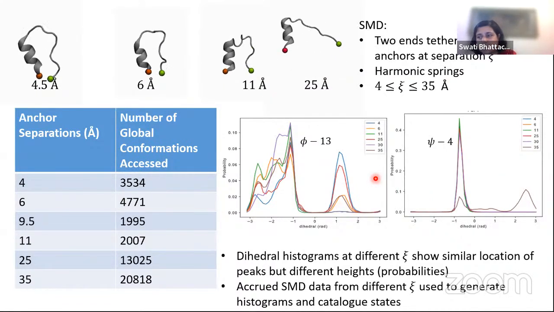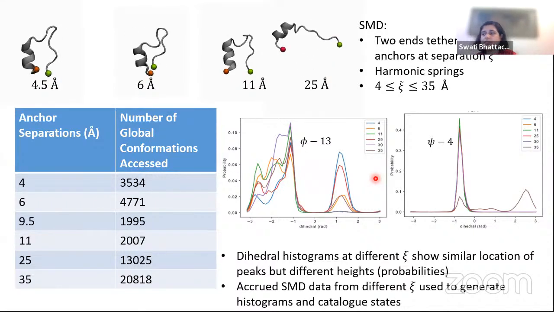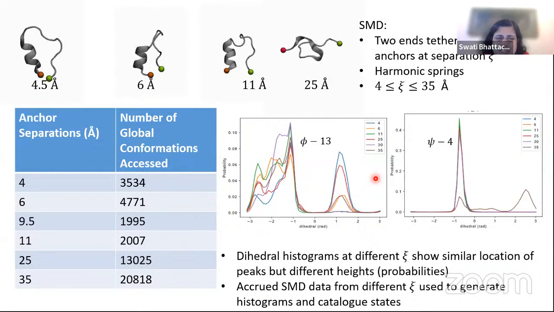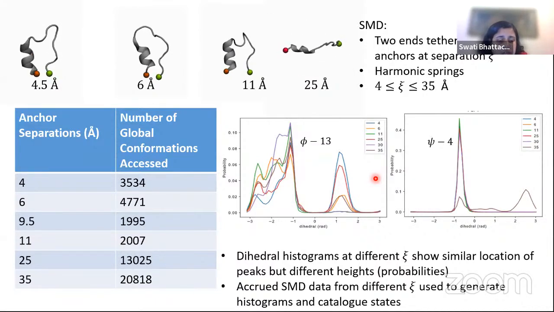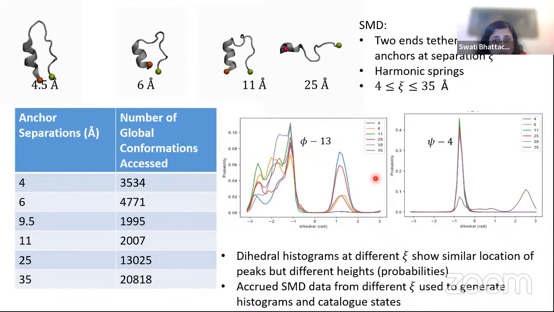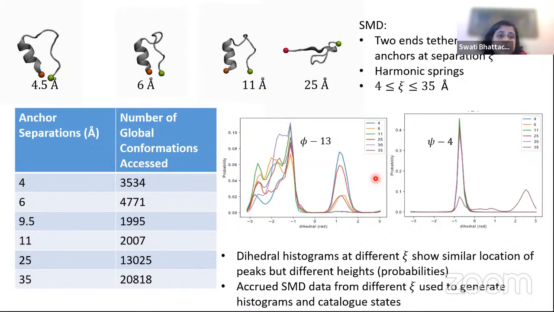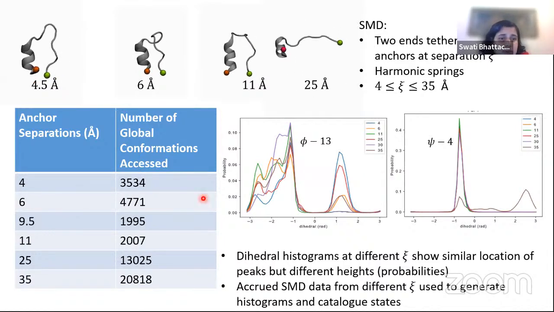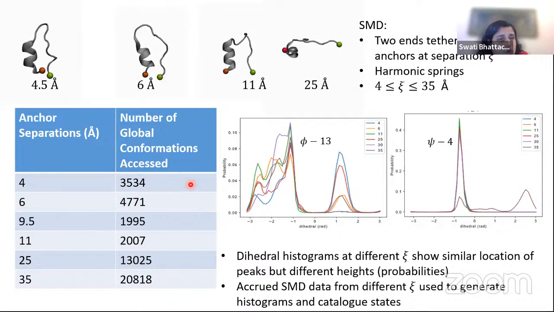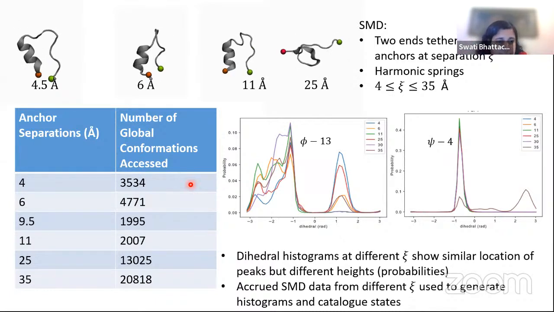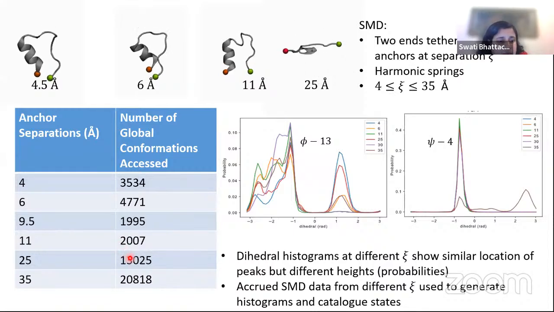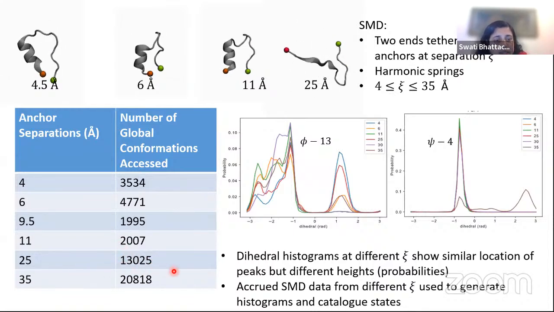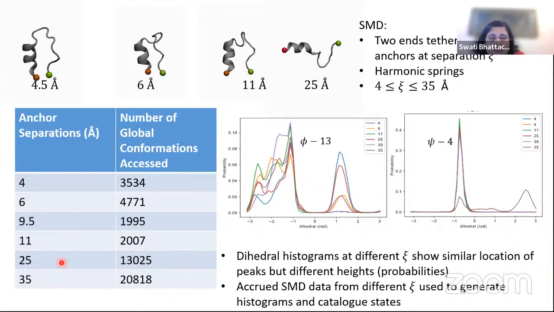But another question is, what is the conformational diversity at these different stretchings, and how many states are we actually seeing in these SMD calculations? Now, my calculations were not that long. They were all under a microsecond, each of these SMD calculations. And the table gives you a list of the number of global conformations that I actually visited. This number is very small. At 4 angstrom separation of the anchors, it's 3,500, and I think that increases to 13,000 conformations at 25 angstroms.